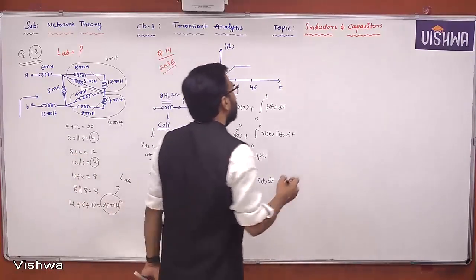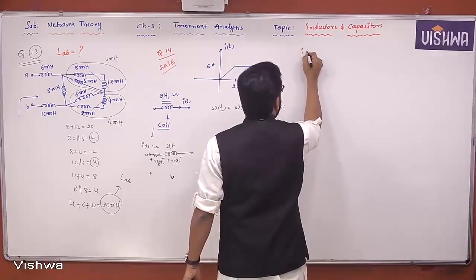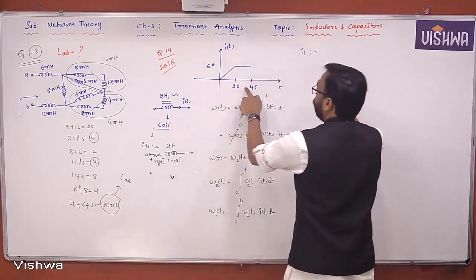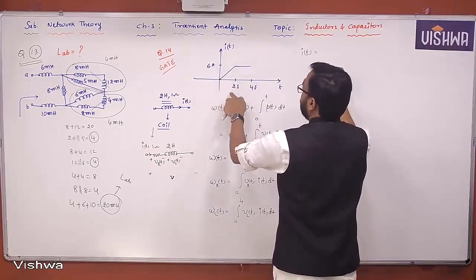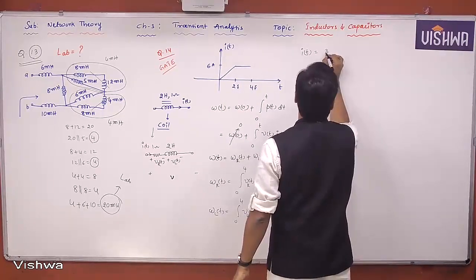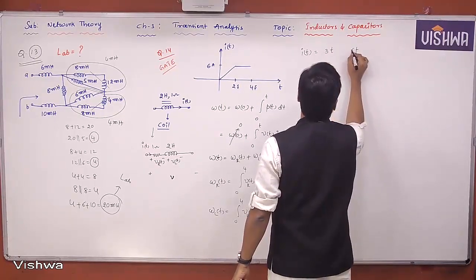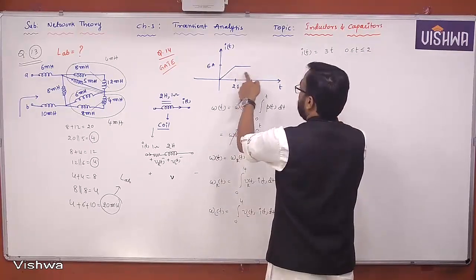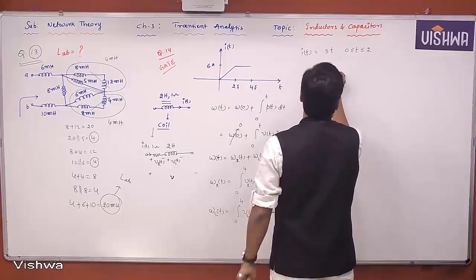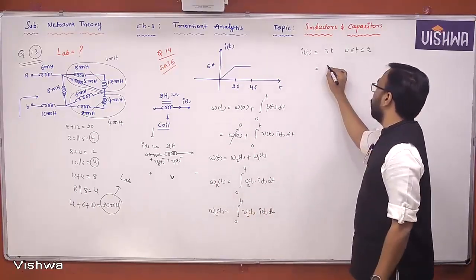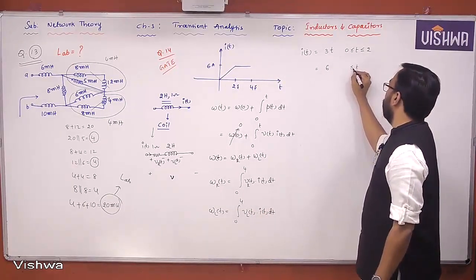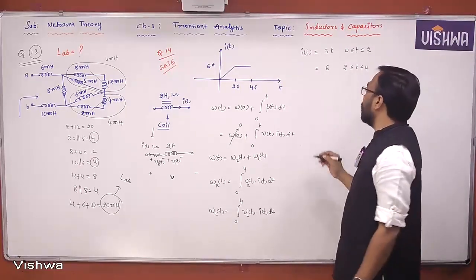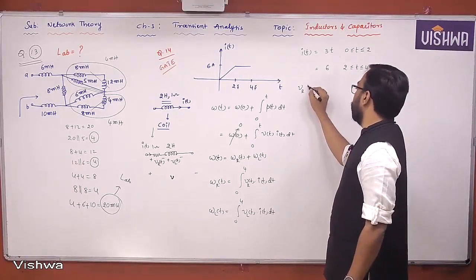Now let me find what is I of t. I of t is defined here: 0 to 2 seconds is a line passing through the origin, and the slope is 6 by 2. That means 3t for t between 0 to 2 seconds. And it is constant for 2 to 4, so it is 6 ampere for t between 2 and 4. Yes or no?